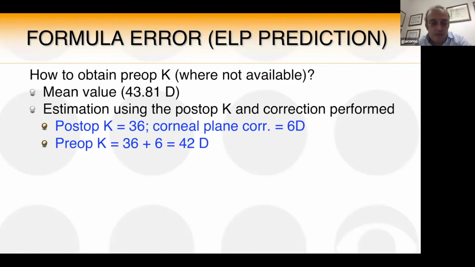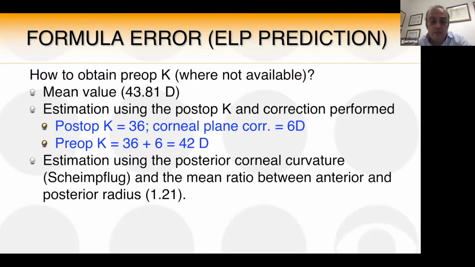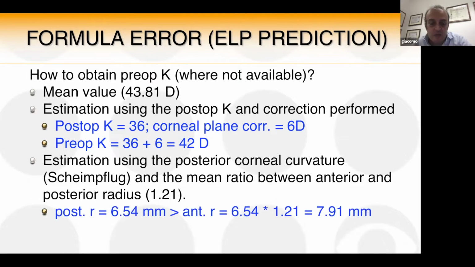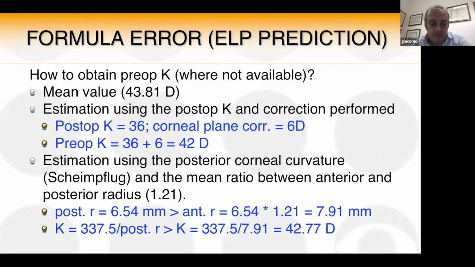Or you may use, if you have a Scheimpflug camera, you know that the mean ratio between the anterior and posterior surface is between 1.21 and 1.22, as I told you before. Then you measure the back radius, you multiply by 1.21, and you get the anterior estimated preoperative radius. And this is just an example.